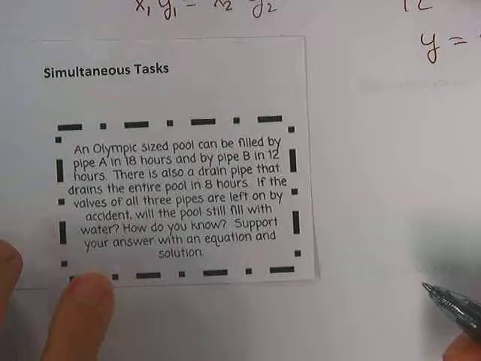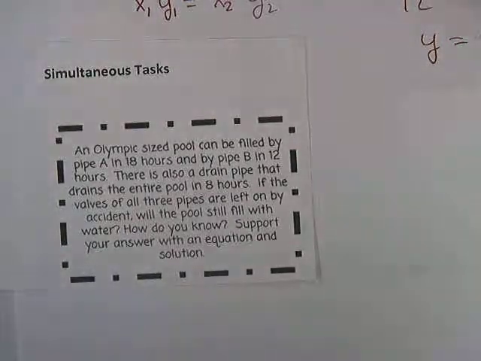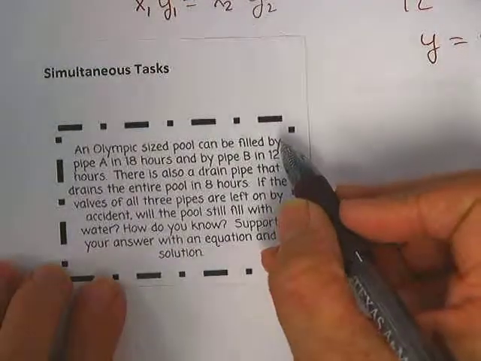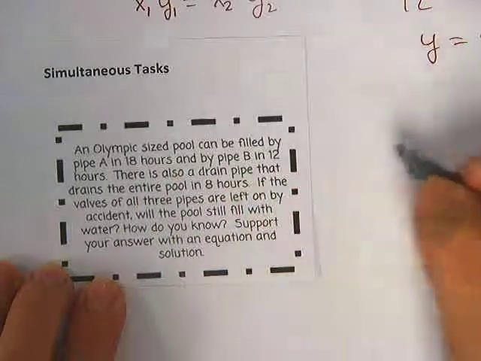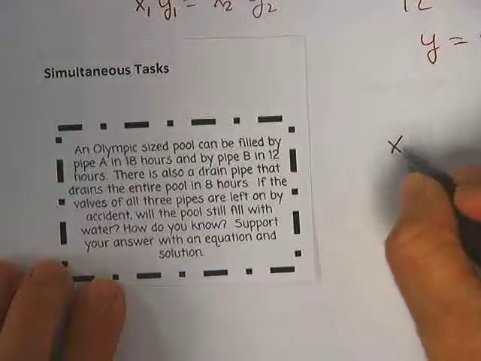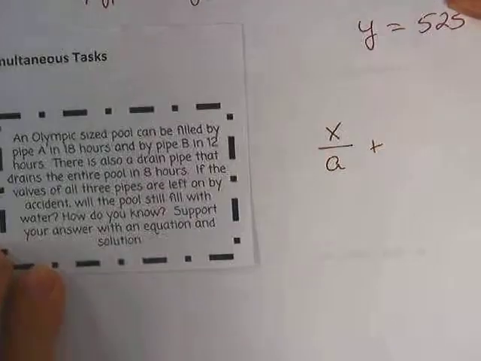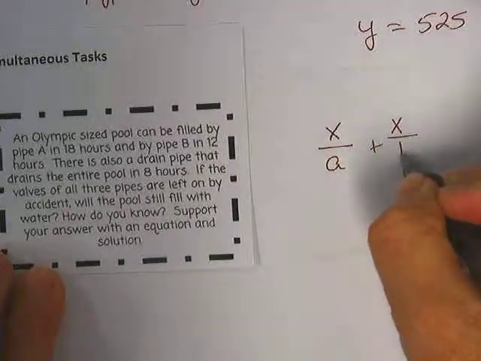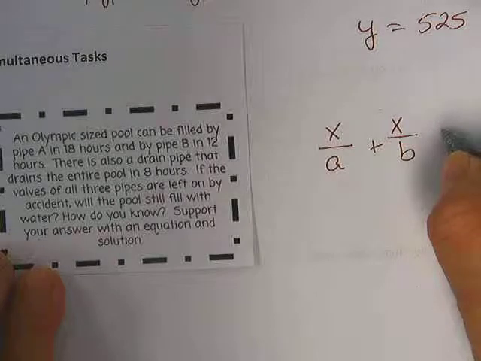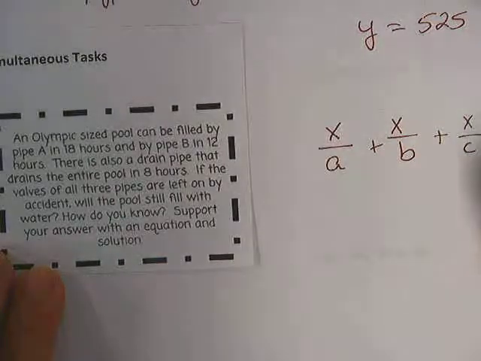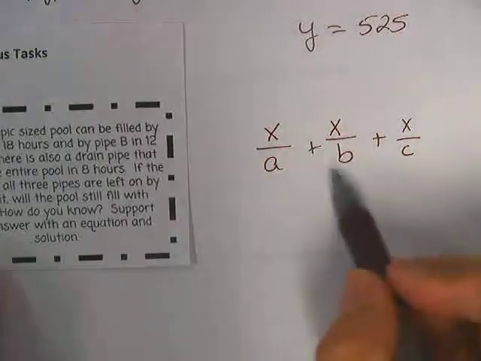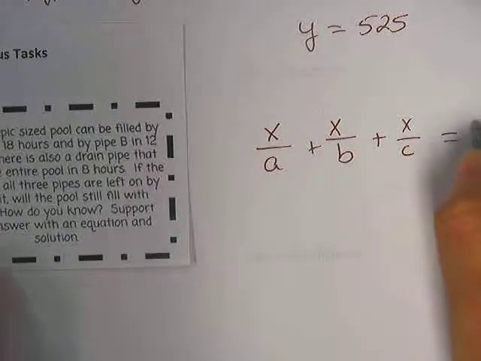So we wanted to see, could we set up an equation if both pipes were working and the drain was open, how long would it take to fill? So our generic equation for simultaneous tasks, we would have x over a plus x over b. And if you have more than 2 people working together, or 2 pipes, another x, and that can go on as many different people or pipes that you have, equals 1.